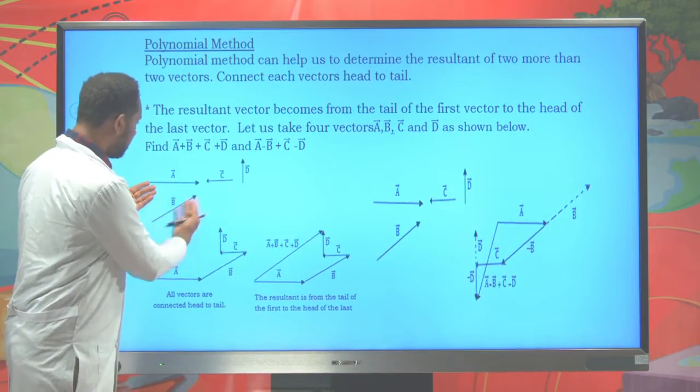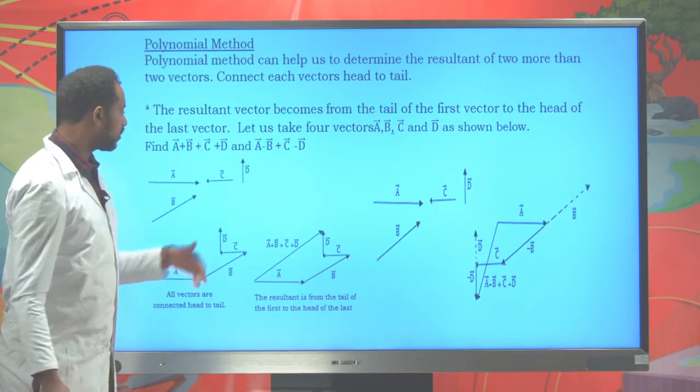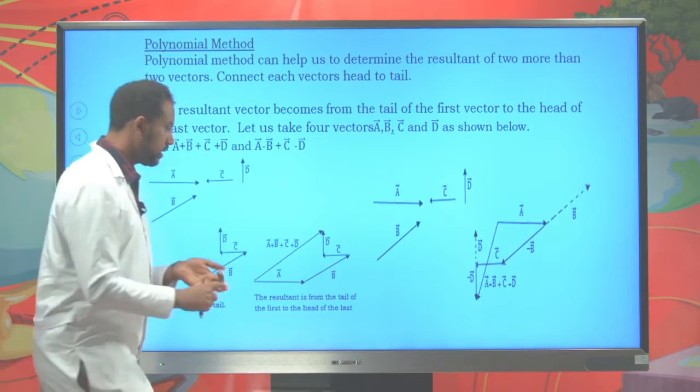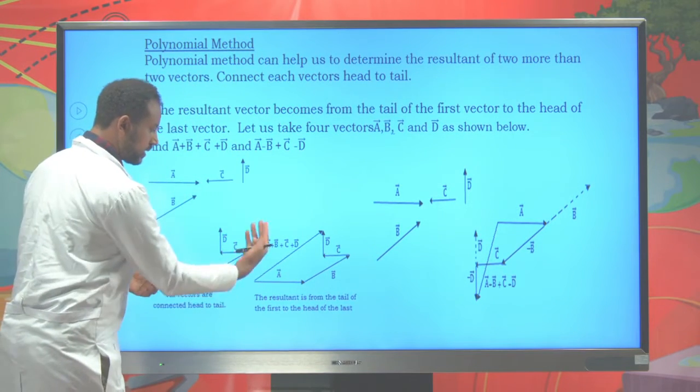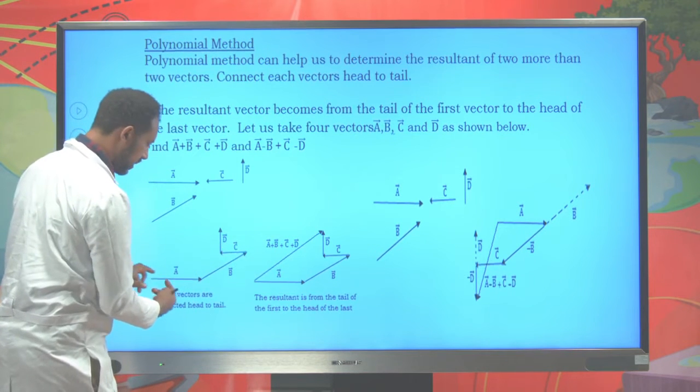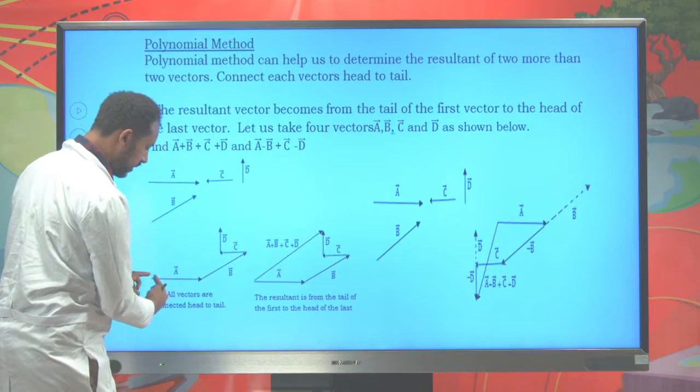Suppose here you do have A, B, C, D, and the like. To add those vectors, you have to connect all the vectors head to tail. For example, let's try to find the summation of A, B, C, and D. All of these vectors might be added. Therefore, you have to connect head to tail.